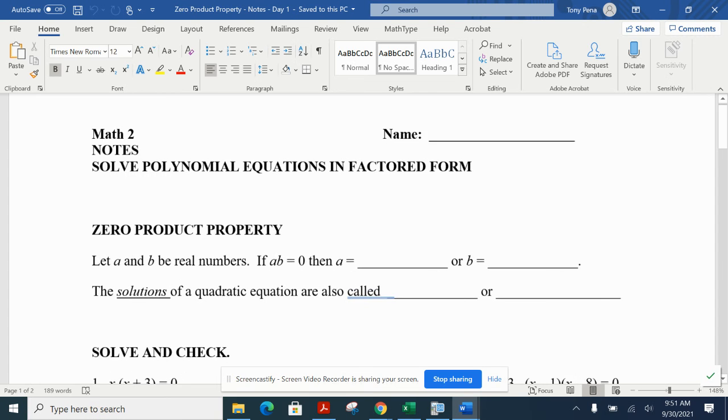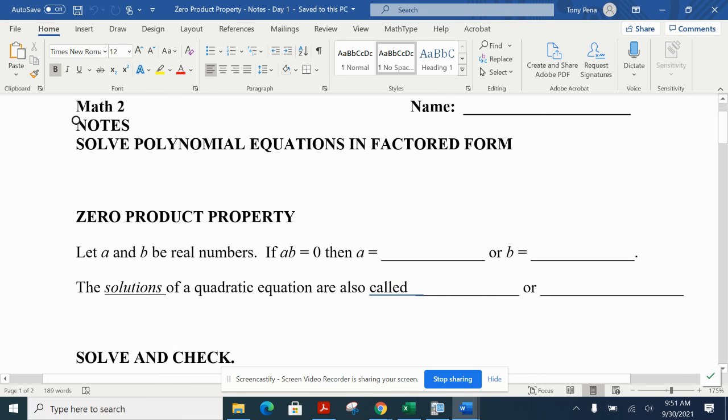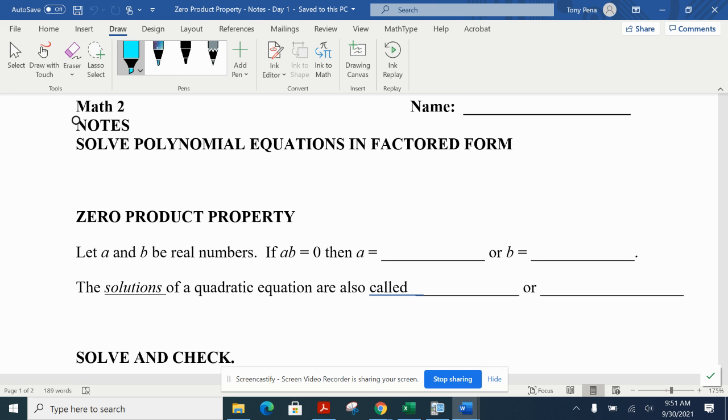So what I just gave you at the top says solving polynomial equations in factored form. Factoring is what we've been spending this last week on. It's what your whole homework was on last night. I give you an expression, you're breaking it into its factors that multiply out to give you the problem. What we're now going to be doing is solving equations with this idea in mind.